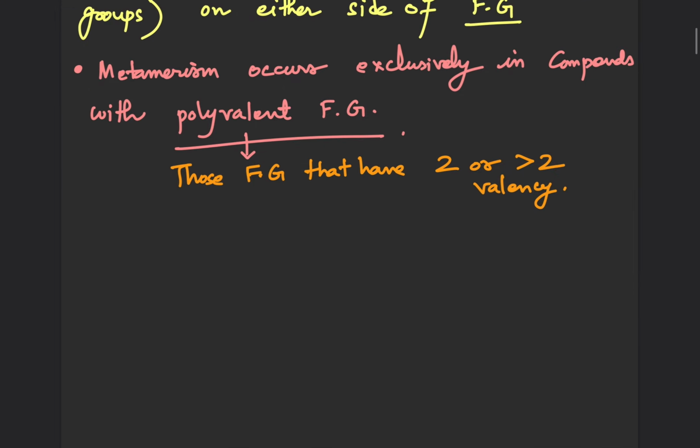For example, we have divalent oxygen. You can see here, these are the two valencies. For example, NH, you can see these are the two valencies. For example, the carbonyl group, these are the two valencies. So for metamerism to occur, the functional group should be polyvalent, that is, it should have two or more than two valencies.